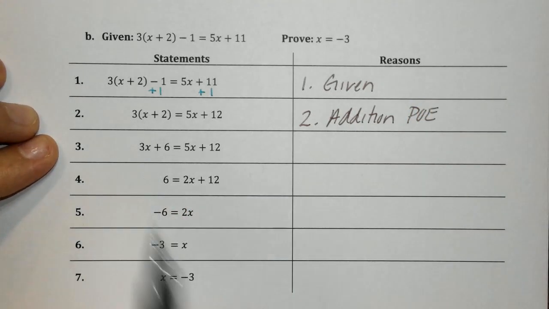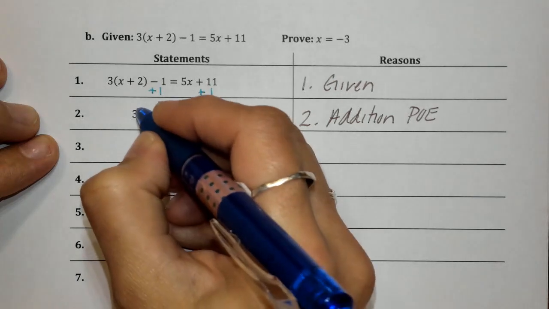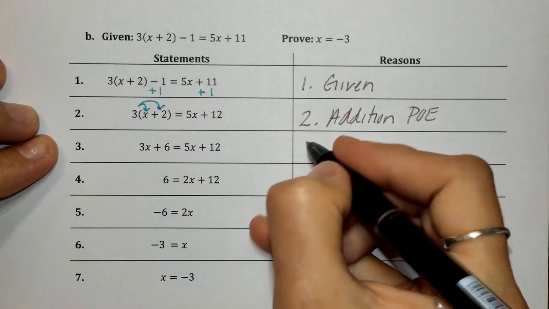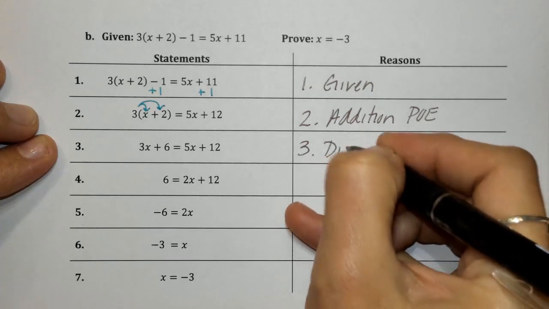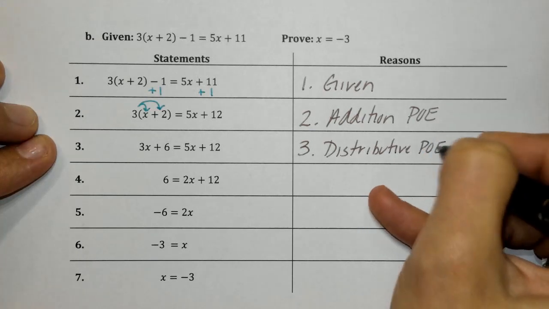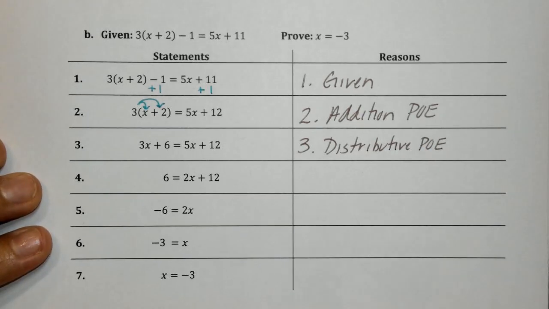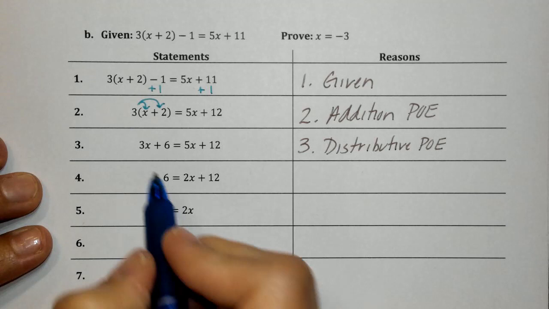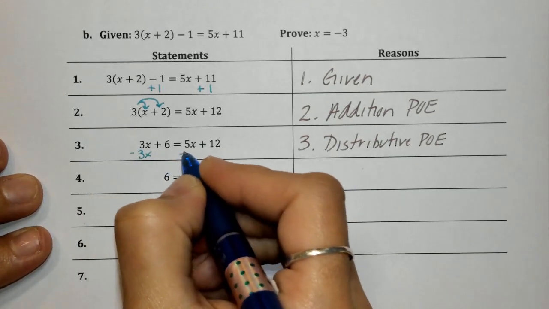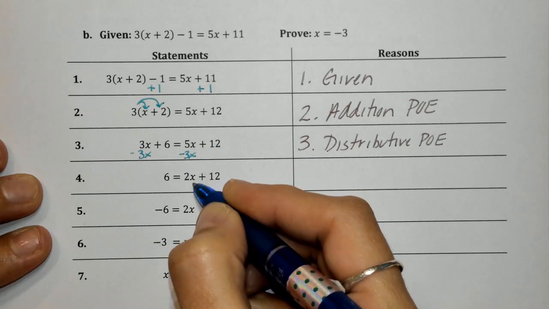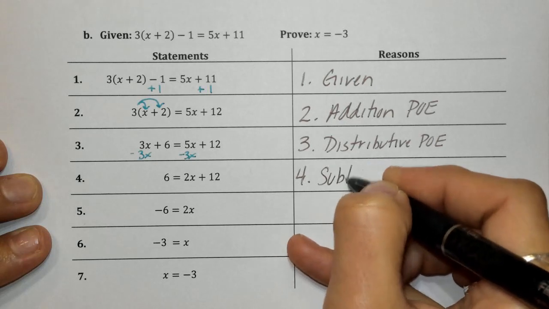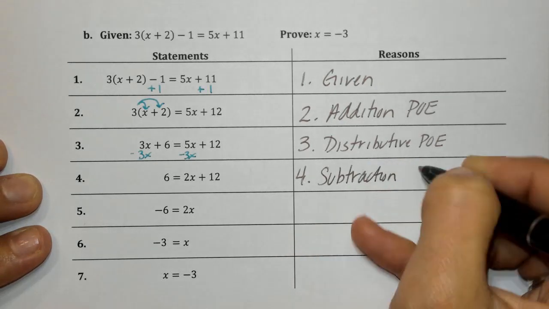From statement 2 to statement 3, we distributed. So over here, numbering 3, distributive property. Next, how do we get from 3 to 4? Well, that 3x over here is missing. How did I get rid of it? I subtracted 3x from both sides. So reason number 4, subtraction property.